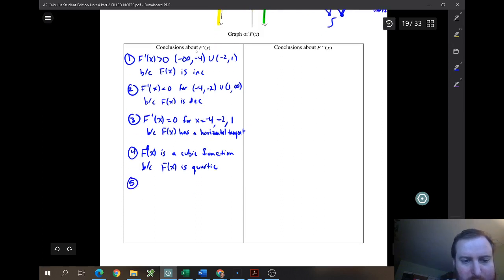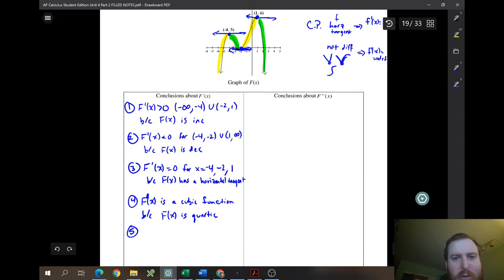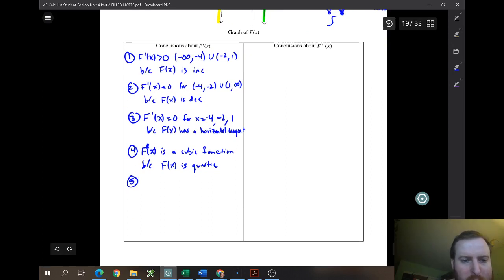Right, and then from there, after we've done this, our next few things, maybe we could talk about the maximums and minimums. We have maximums at negative 4 and 1. So we could say f prime of x changes from positive to negative at x equals negative 4 and 1, because f of x has a relative max there.